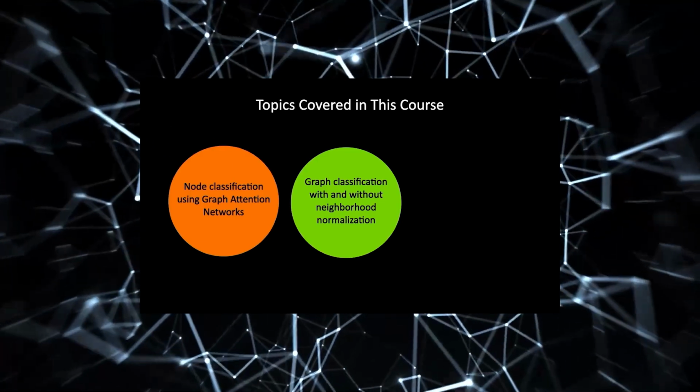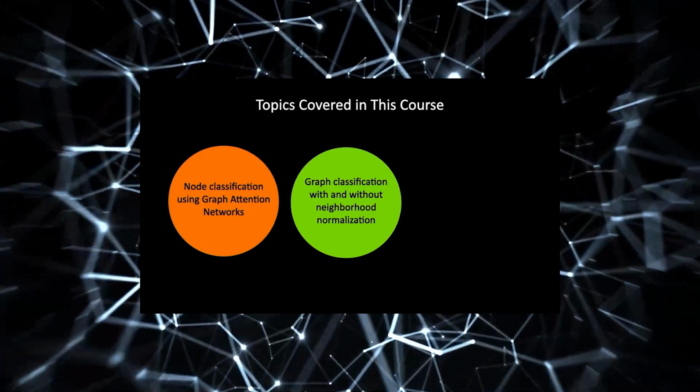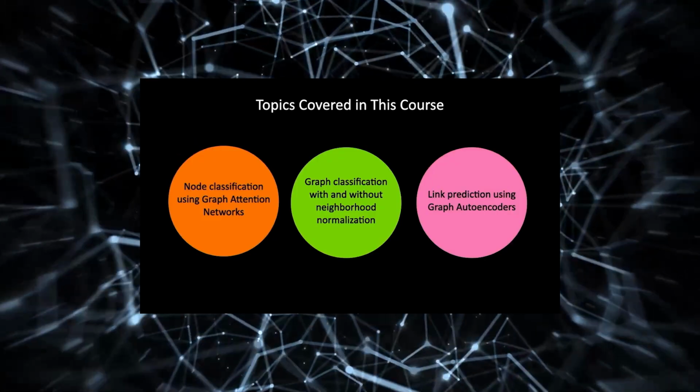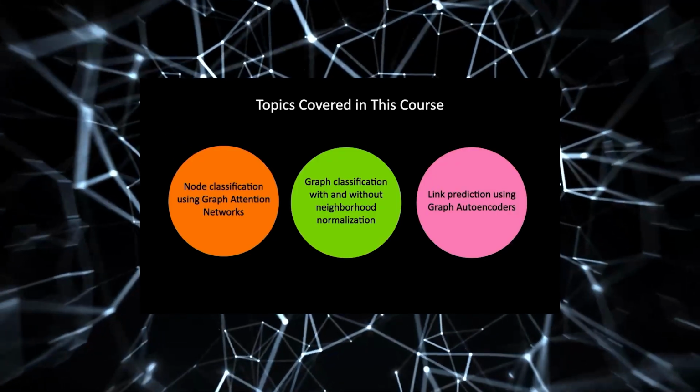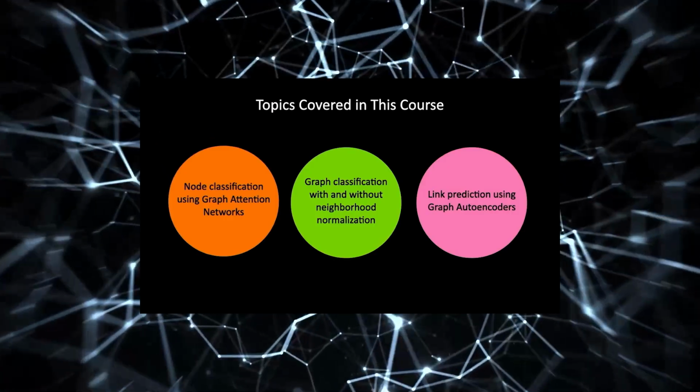And finally, in the last topic, we focus on link prediction using graph autoencoders. Graph autoencoders learn low-dimensional embeddings of nodes, and use these embeddings to predict the existence of edges by reconstructing the adjacency matrix.